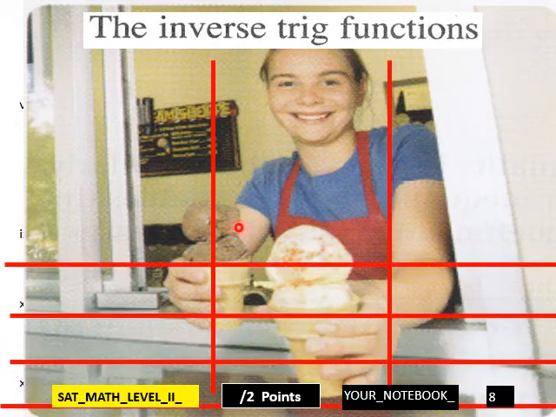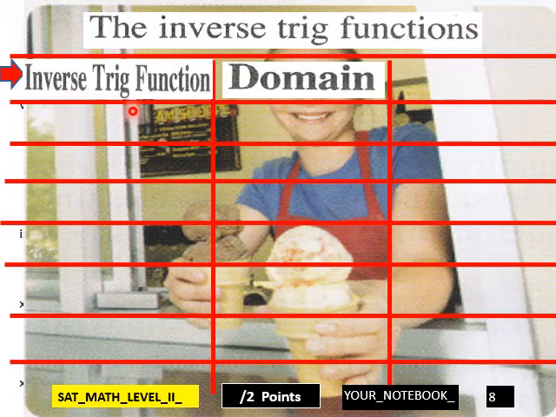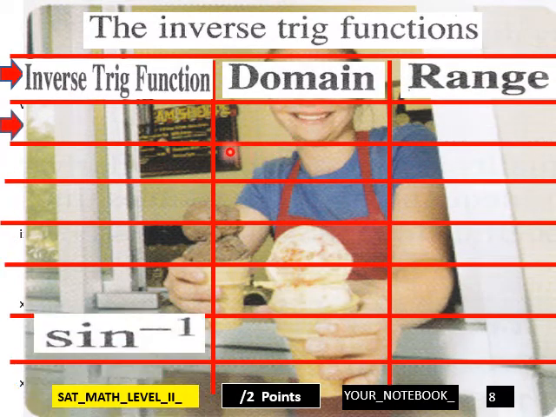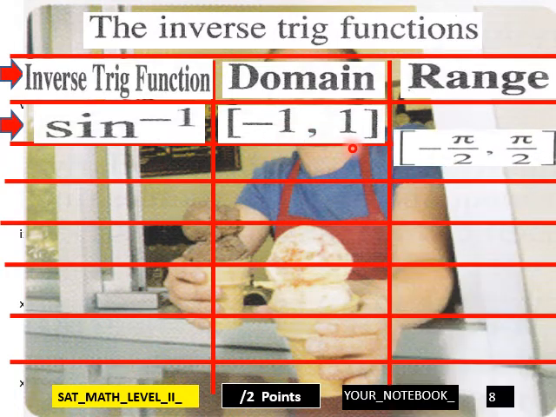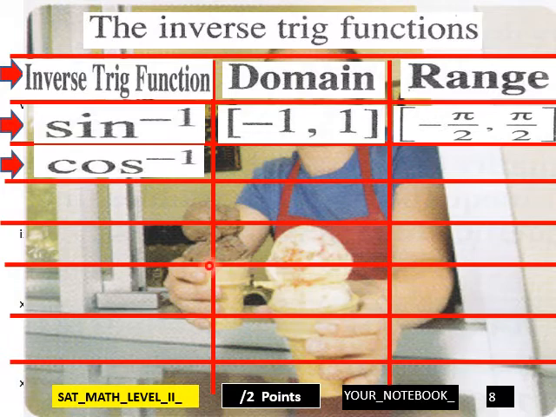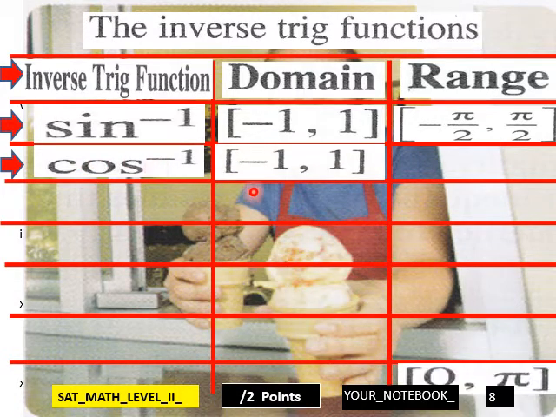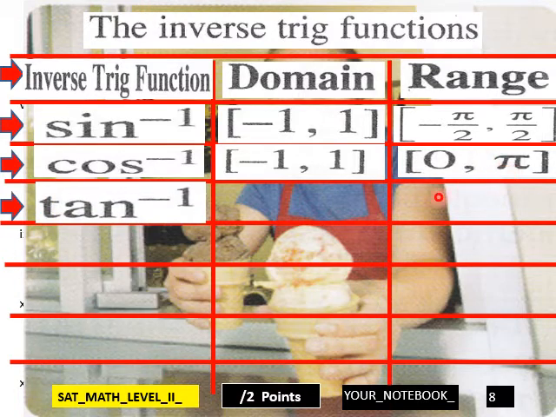Okay, so the inverse trig functions, let's go through that here. Inverse trig function, domain, and range. So we have the inverse sine here. The domain is -1 to 1, then the range would be -pi/2 to pi/2. Then inverse cosine would have domain -1 to 1. The range would be 0 to pi.